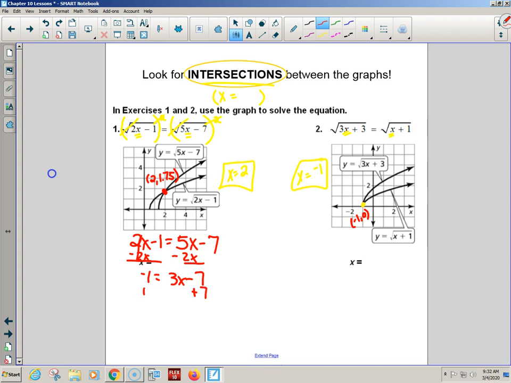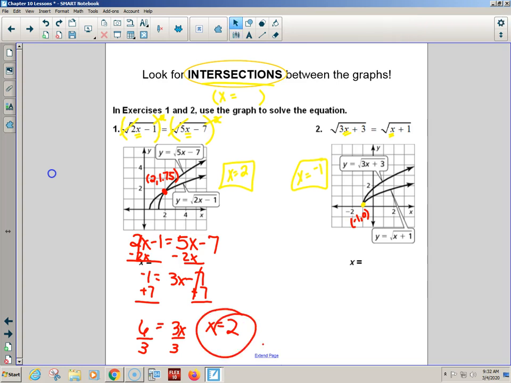And a plus 7 and a plus 7? You know what's really cool? I don't think we need graphs to be able to solve this. What do you think?